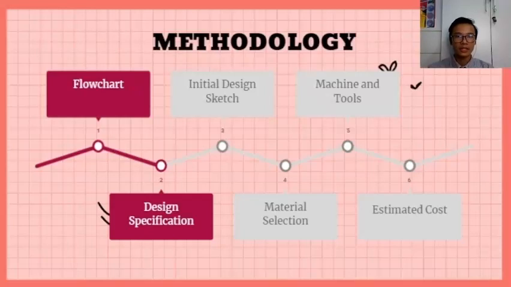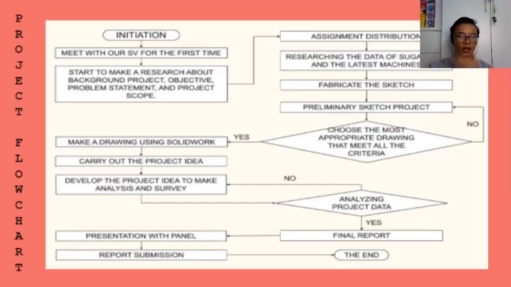My matric number is AA191545, and this is our rough picture of our methodology. First is the flowchart, and then design specification, initial design sketch, material selection, machine and tools, and lastly estimation of cost. This is our project flowchart.